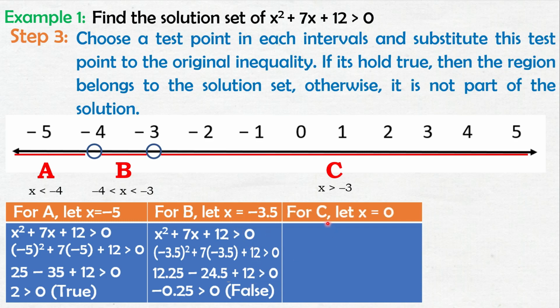Okay, so sa region C naman tayo. For C, we let x equal 0. Kukunin ko ng number sa C ay 0. Pwede nyo rin naman kunin si negative 2, negative 1, 1, 2, 3, 4, 5, and up to positive infinity. Pero kukunin ko lang ay si 0 since madali lang substitute si 0 sa quadratic inequality. Madali lang siyang i-simplify.